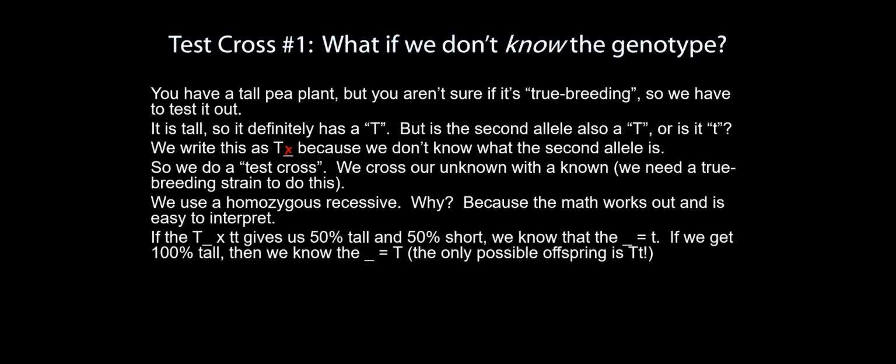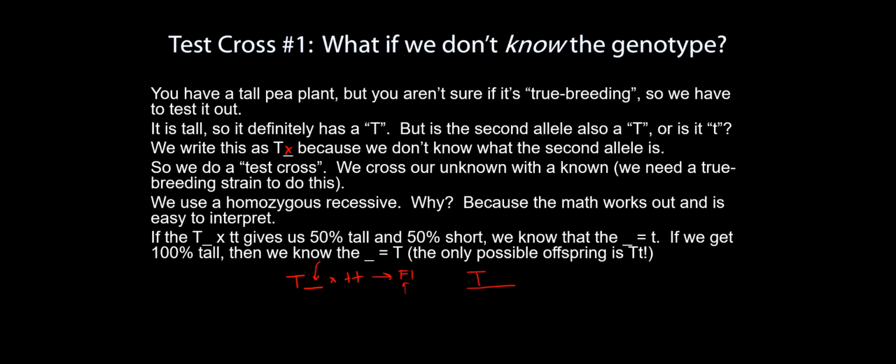All right, so for example, we're going to cross capital T, I don't know, to lowercase t, lowercase t. Our job is to find out what this mystery allele is. The only way to do that is to actually do the cross, look at the F1, and then ask questions about the F1.